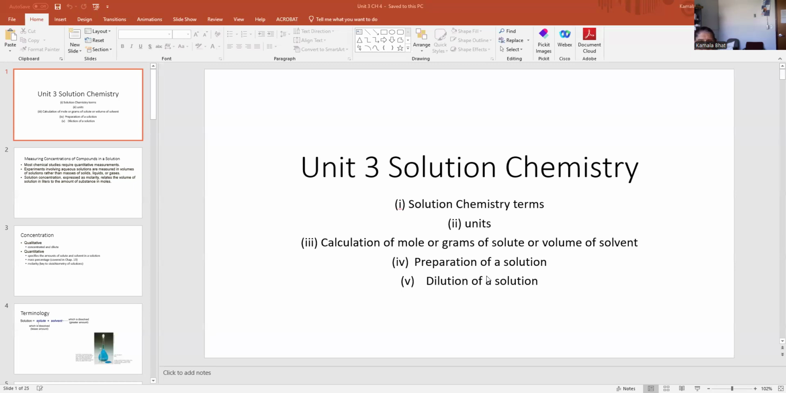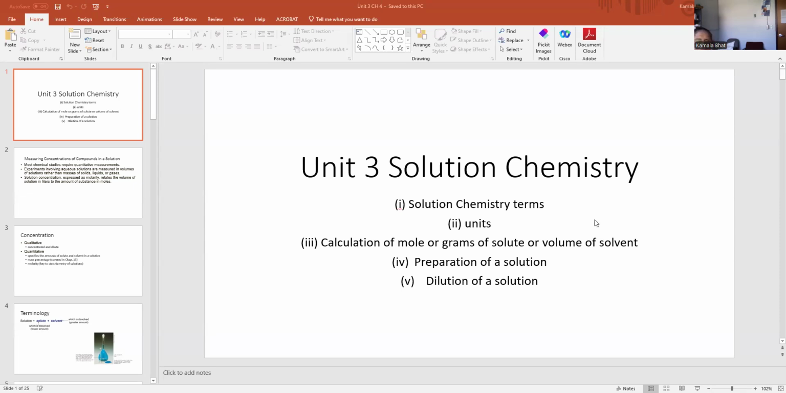Hello, we'll do now Unit 3 for chapter number 4, stoichiometry. This particular unit is based on solution chemistry, so that also becomes a part of stoichiometry. And before we start this particular solution chemistry, there are some items that you must know, but in terms of definitions: what are the terms? What are the units? The calculation of moles or grams of solute or volume of solvent, preparation of a solution, dilution of a solution.